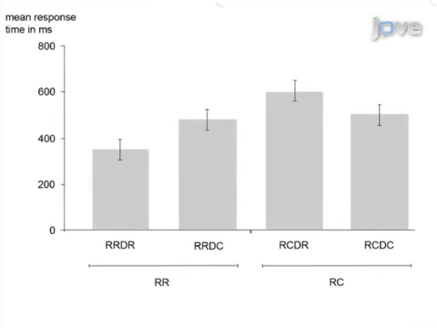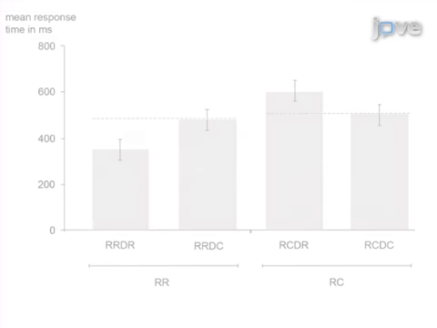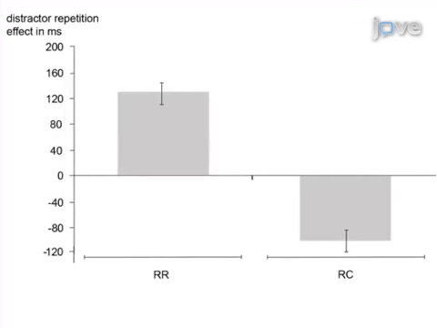Results are obtained that show distractor-response binding via a smaller distractor repetition benefit in response change than in response repetition trials, based on differences in response times and error rates.